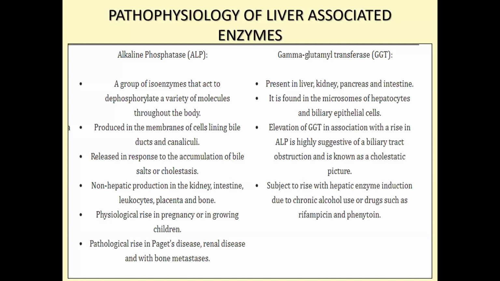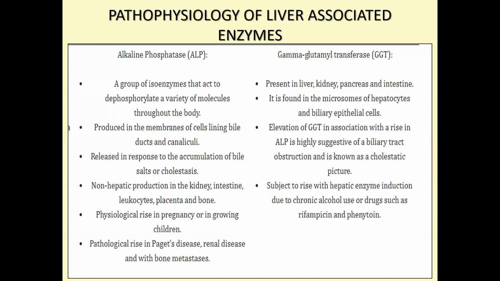So, alkaline phosphatase is a group of isoenzymes that act to dephosphorylate a group of molecules. They're produced by the cells lining the bile ducts and canaliculi, and they're released in response to accumulation of bile. Whenever there's irritation to the bile duct, common bile duct, bile juice is excreted. Whenever there's stasis, ALP is secreted high. Therefore, in obstructive jaundice, with obstruction of outflow, ALP can increase. So that's a specialty of alkaline phosphatase.